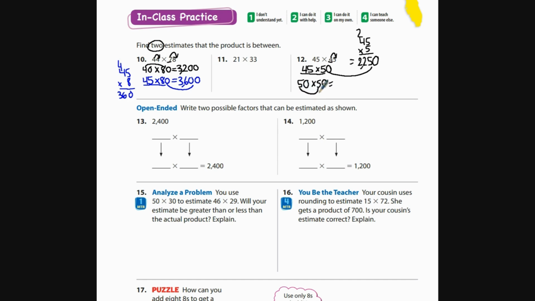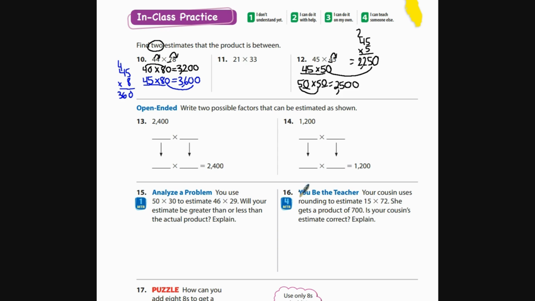So let's do it this way. 5 times 5 is 25. Now I just have to add 1 and 2 zeros. That means that what is the second estimate? 2,500, which then leaves us to our last question.